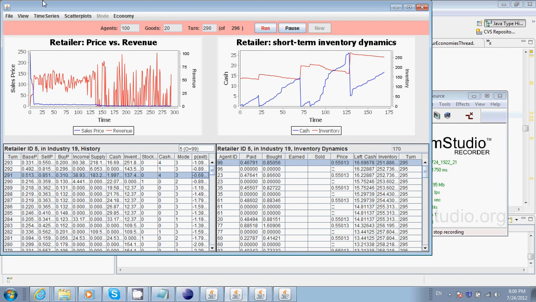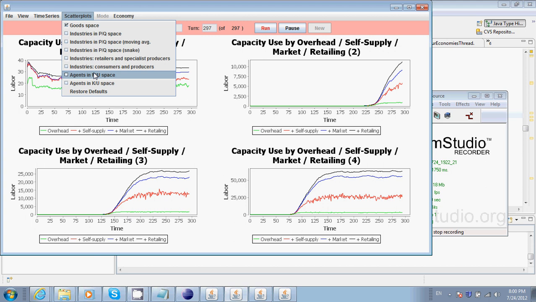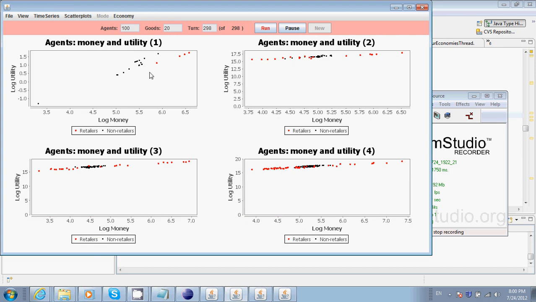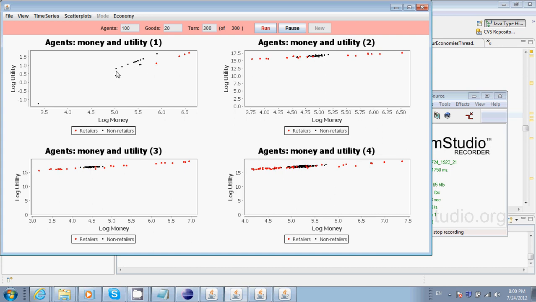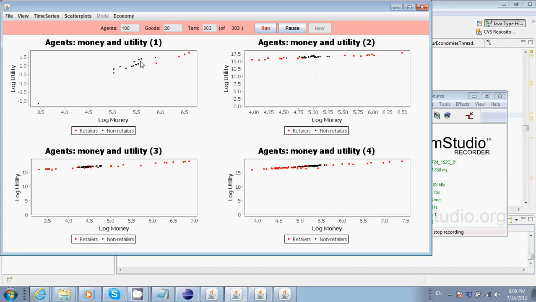And if we look at, this is kind of an interesting chart here. This shows agents. The red ones are retailers, the black ones are ordinary agents. Here we're seeing all four economies. So there's a lot more points here. This is the one with the large population than here. But you notice the retailers are much more spread out. The people who are doing the worst in the economy are almost always retailers. The people who are doing the best in the economy are almost always retailers.